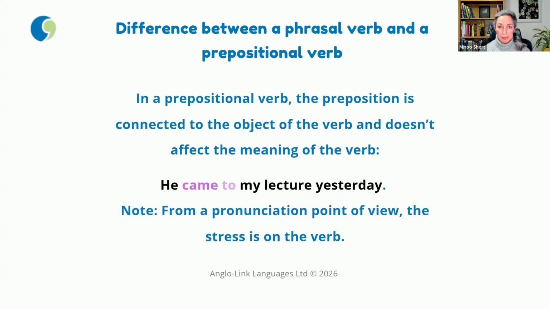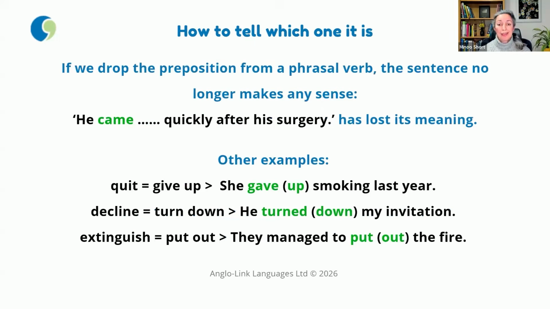Let's look at some examples and see how we can tell which one is which. So if we drop the preposition from a phrasal verb, the sentence no longer makes any sense. For example, in our example, "He came to quickly after his surgery." If we drop "to" and just say "He came quickly after his surgery," the sentence has lost its meaning. Let's look at 3 other examples.